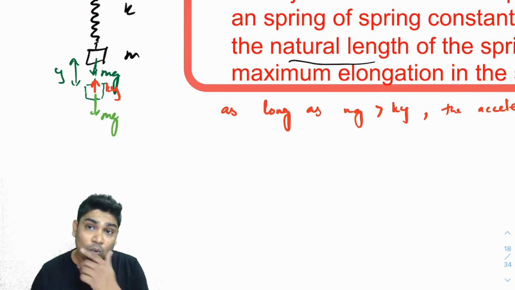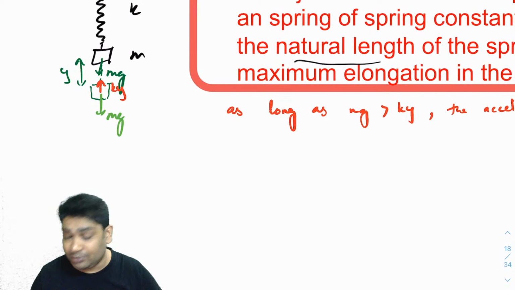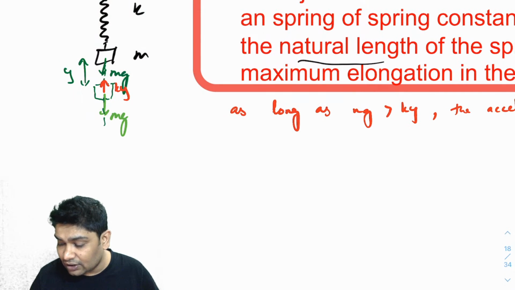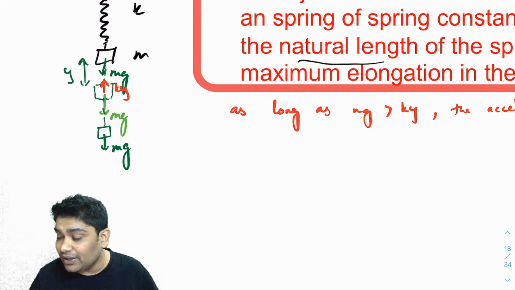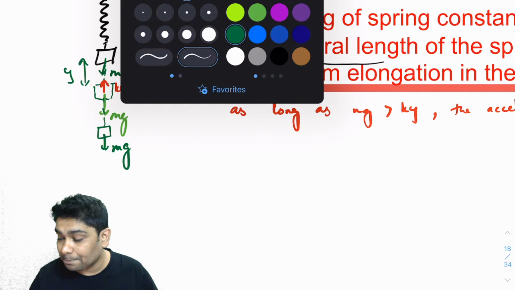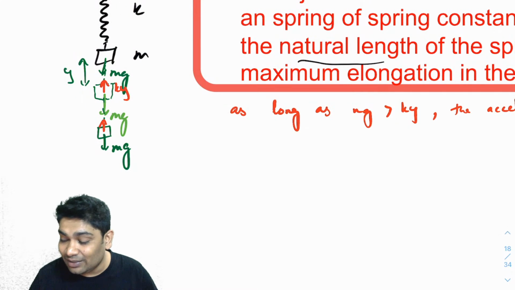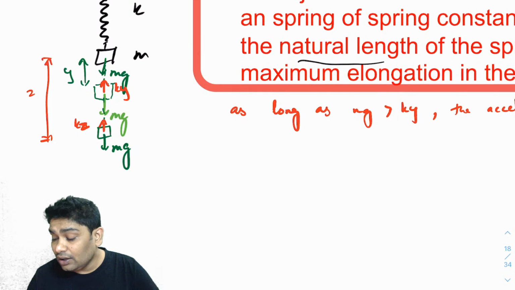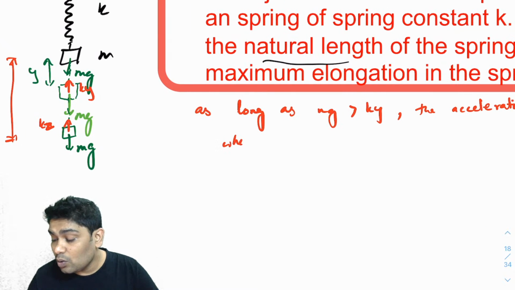Now let's imagine when this becomes equal to mg. So imagine it came down even further, and let's say at some instant now that mg became equal to some kz. So let's say it has come down by z, and kz is equal to mg. Now you realize when kz equals mg, net force is 0.